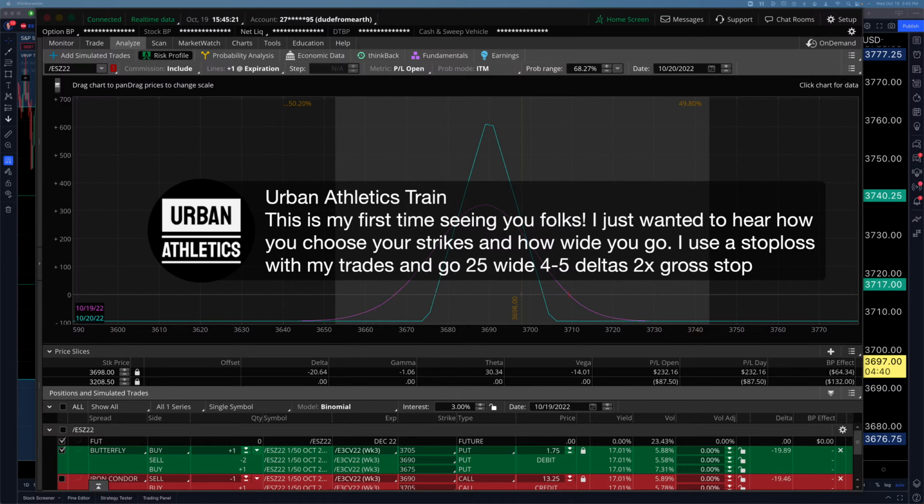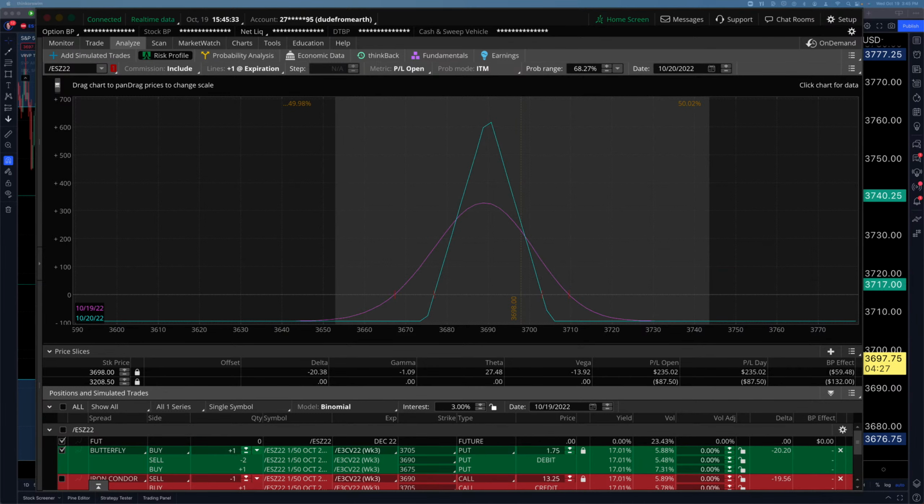I use stop loss with my trades and go 20. Professionals, I'm sorry, Urban, but professionals do not use stop losses on options trades. If you're using stop losses, that means you're probably one of those high probability traders. Now, I'm not trying to come down on you, but I don't know any professionals that use stop losses. I just don't. You have defined risk. You should use it.